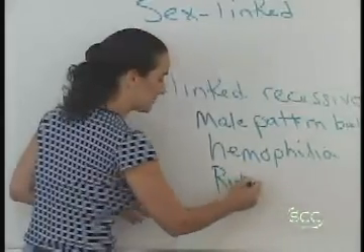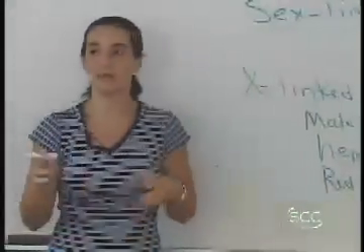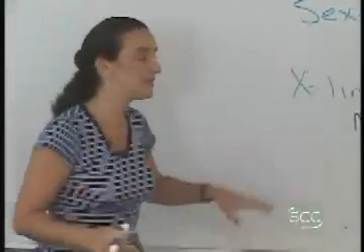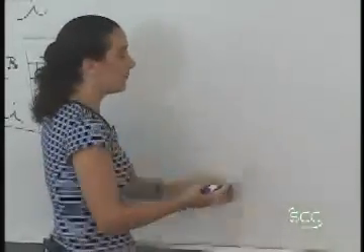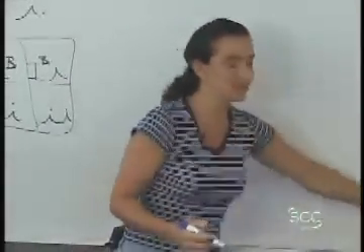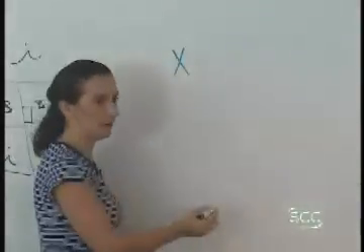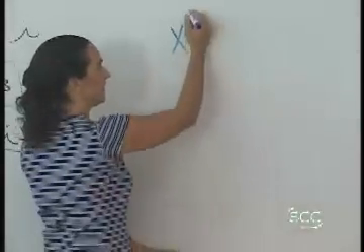Red-green color blindness. Red-green color blindness, another form of X-linked recessive. So what these are showing is reasons why we see it in the males more often. If you have a female, let's use red-green color blindness.